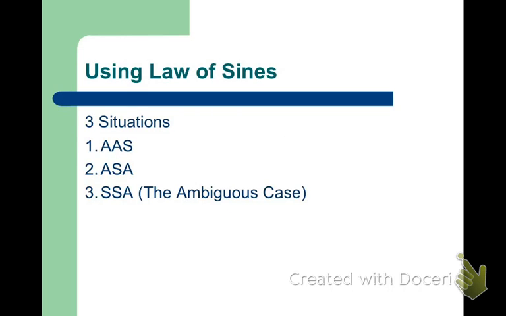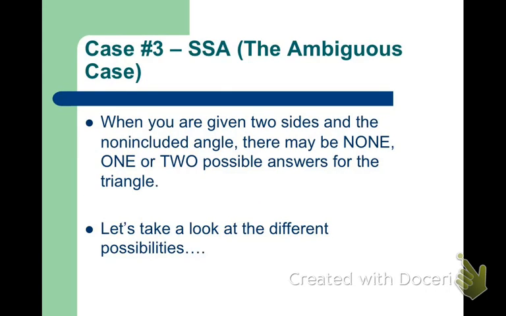Again, there's 3 situations where we use the law of sines: angle, angle, side, and angle, side, angle. We've already practiced those 2. We're moving on to the ambiguous case, which is the SSA triangle. The problem with the SSA triangle is that when you're given 2 sides and the non-included angle, let me sketch what that looks like real quick.